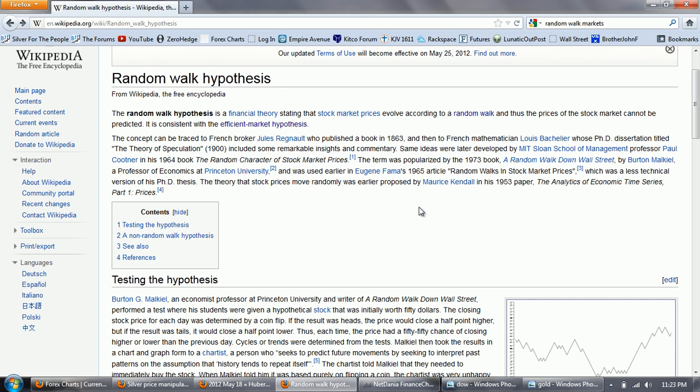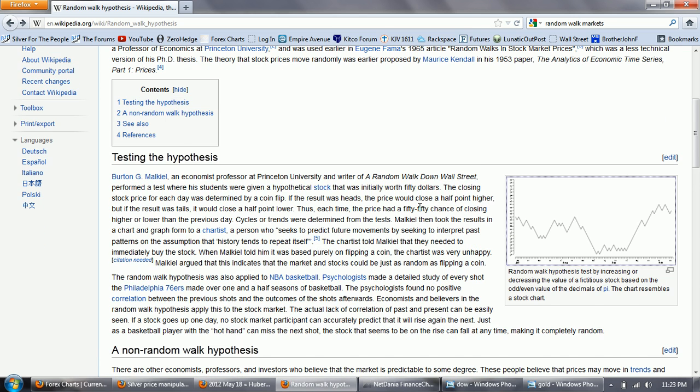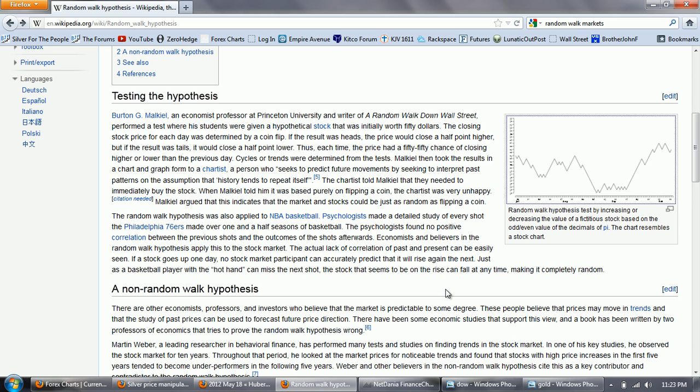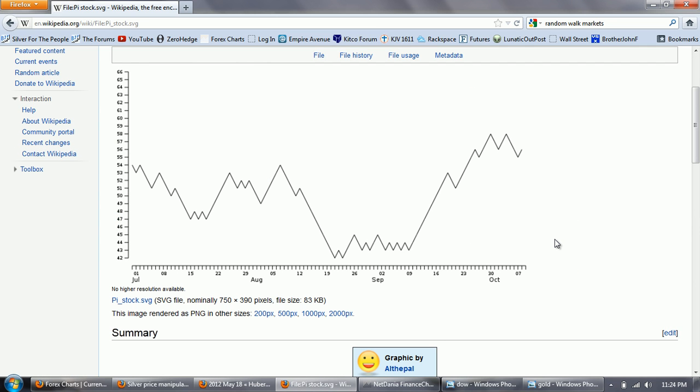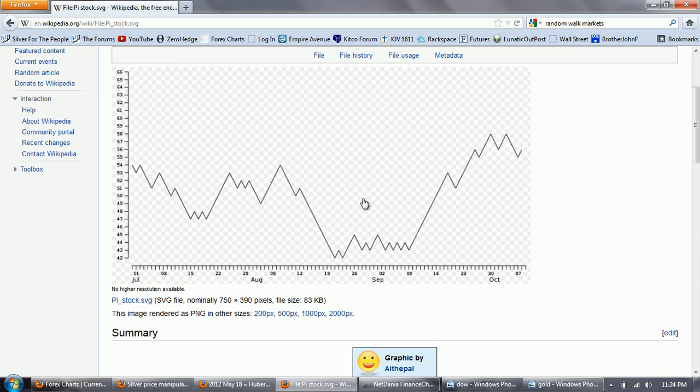But I want to show you a little bit more information about this theory. Now if we scroll down here to the testing the hypothesis section, you get this little section with a chart here, and this chart is a random walk hypothesis test, and the chart resembles a stock chart, so this is a randomly generated chart. Now that's very interesting because I'm going to take you to some charts in a minute here, but you can see by the shape of this chart, the first thing that strikes me is it doesn't look like any stock market chart or any market chart that I've ever seen.